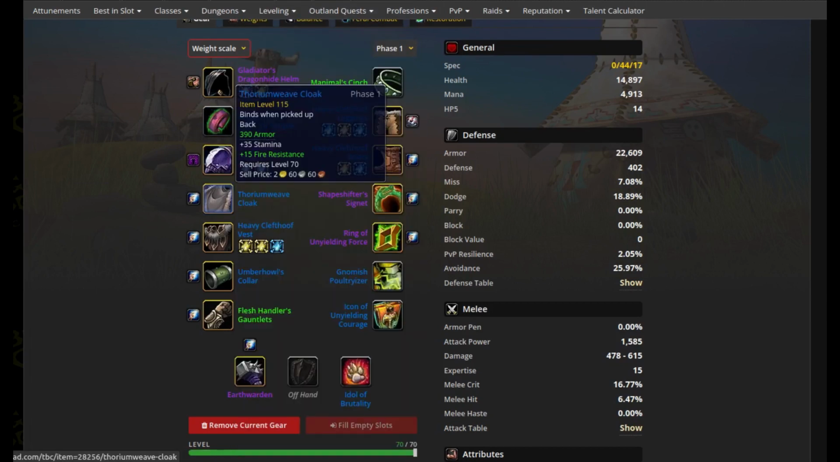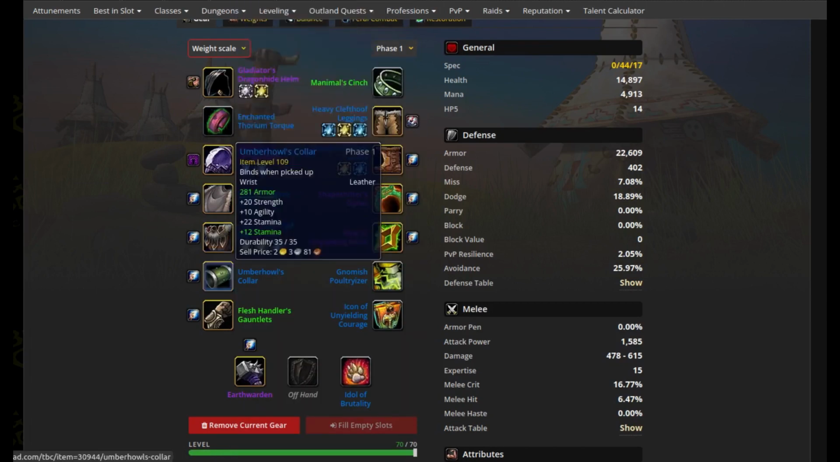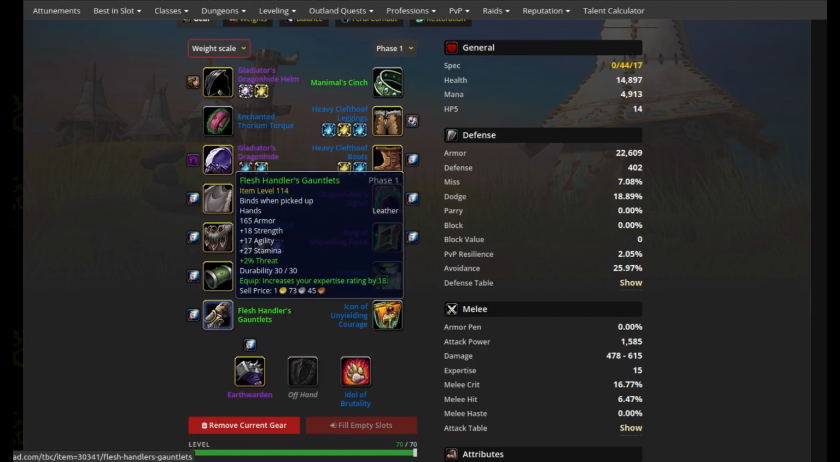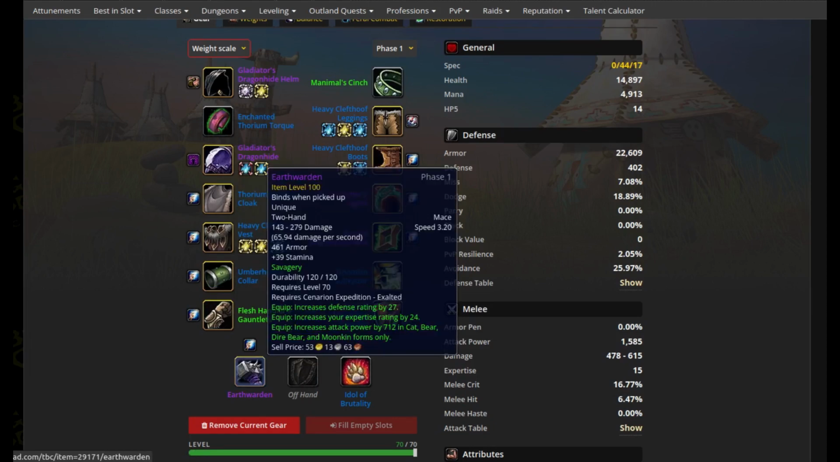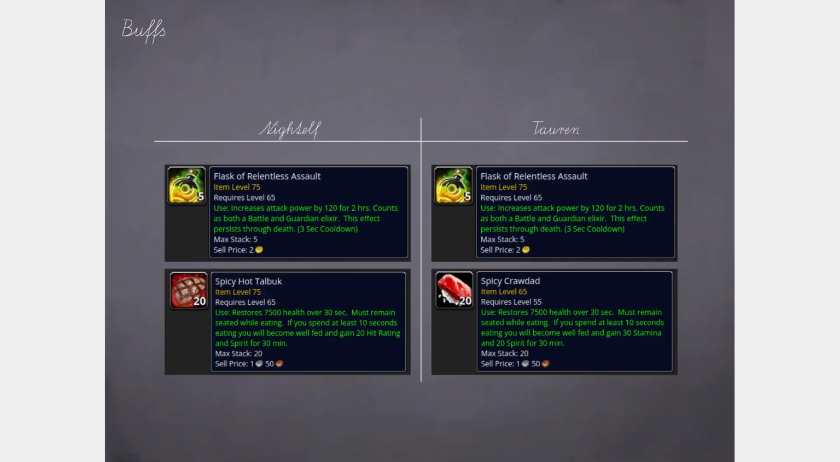So, according to the algorithm, it is better to avoid damage by killing the enemy faster, for which it needs hit and expertise rating, not crit. The algorithm also computed the best consumables. Both races get the most from the Flask of Relentless Assault, but buff food is different. Night Elf profits from Spicy Hot Talbuk, while the Tauren needs Spicy Crawdad.